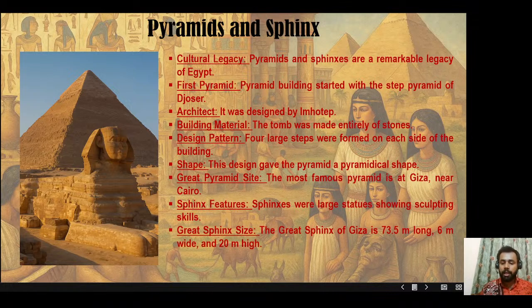The Great Sphinx of Giza is 73.5 meters long, 6 meters wide, and 20 meters high. So this is the greatest Sphinx. However, there were many other Sphinx also. In a place called Luxor, there is Karnak Temple. There is a series of Sphinx, and approximately it is assumed that over 1,300 Sphinx were there in this place. So even though the one Sphinx in Giza is the largest and most famous, there are many other Sphinx throughout the Egyptian civilization.